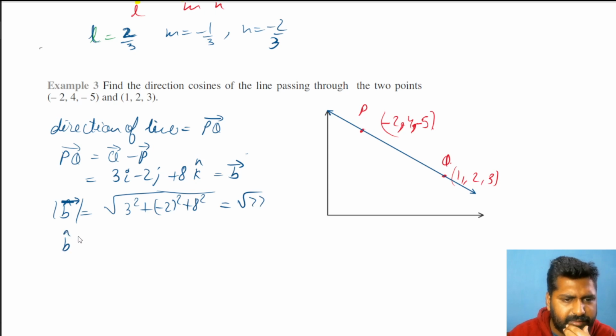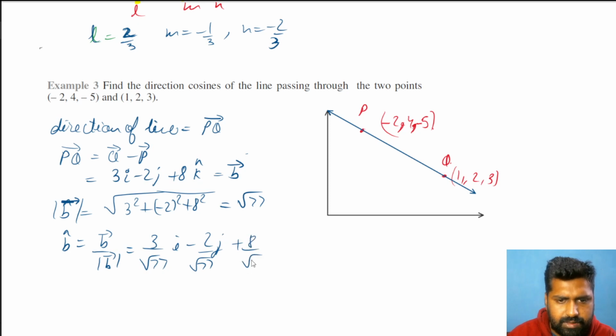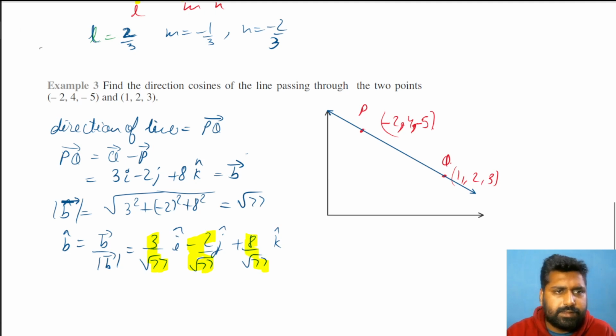So your b cap vector will be vector divided by the magnitude, means each component will be divided. 3 divided by root 77 i cap minus 2 divided by root 77 j cap plus 8 divided by root 77 k cap. Okay, and again the components of your b cap vector are your direction cosines L, M, N. Now I'm not writing this as an answer, but separately you can write L is equal to M is equal to N is equal to.